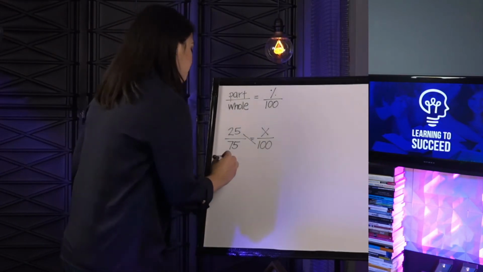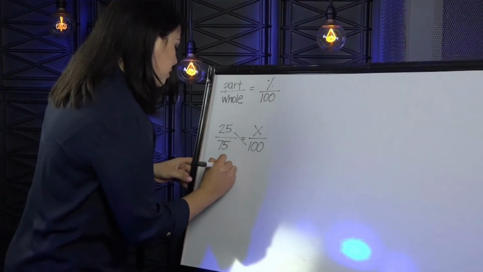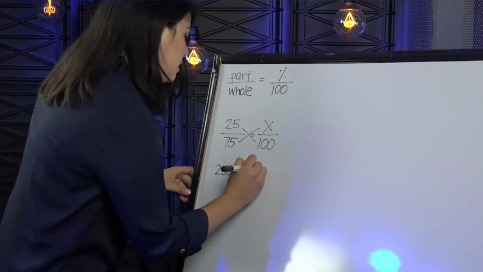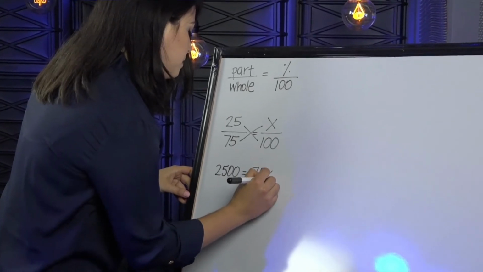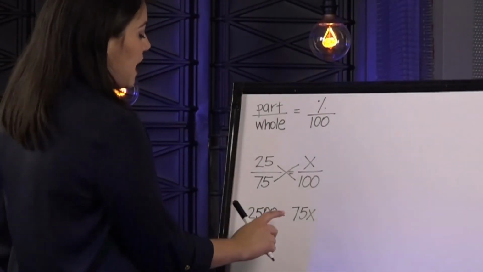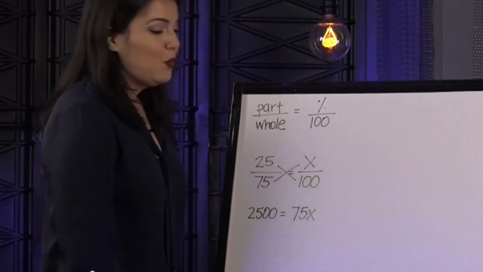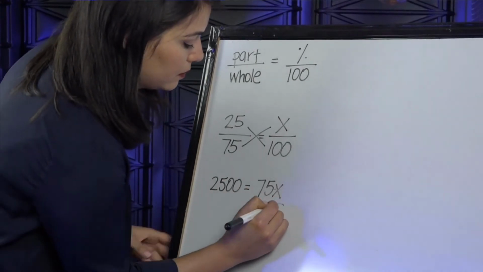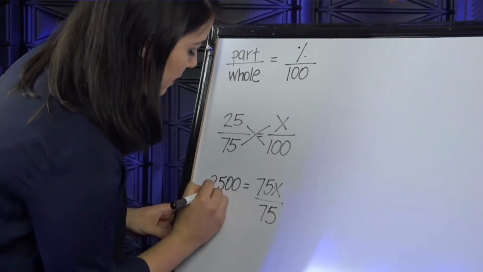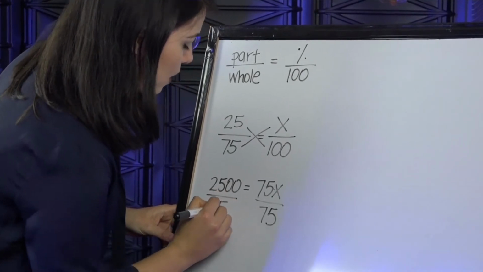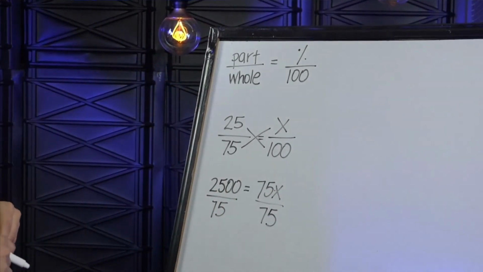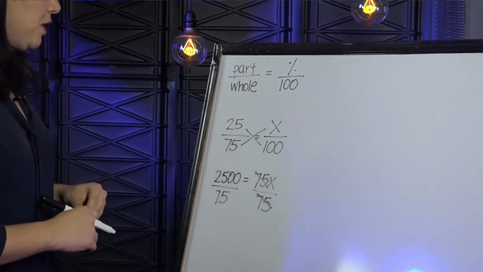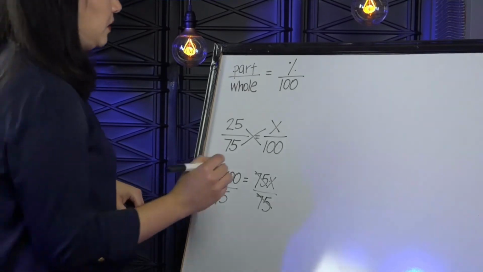25 times 100 is 2,500. And 75 times x is 75x. Because the x is multiplied to the 75 and we want to isolate the x, we're going to go ahead and divide it. Whatever we do to one side of the equal sign, we do to the other side of the equal sign. So this cancels out and becomes x. 2,500 divided by 75 needs to be worked out.